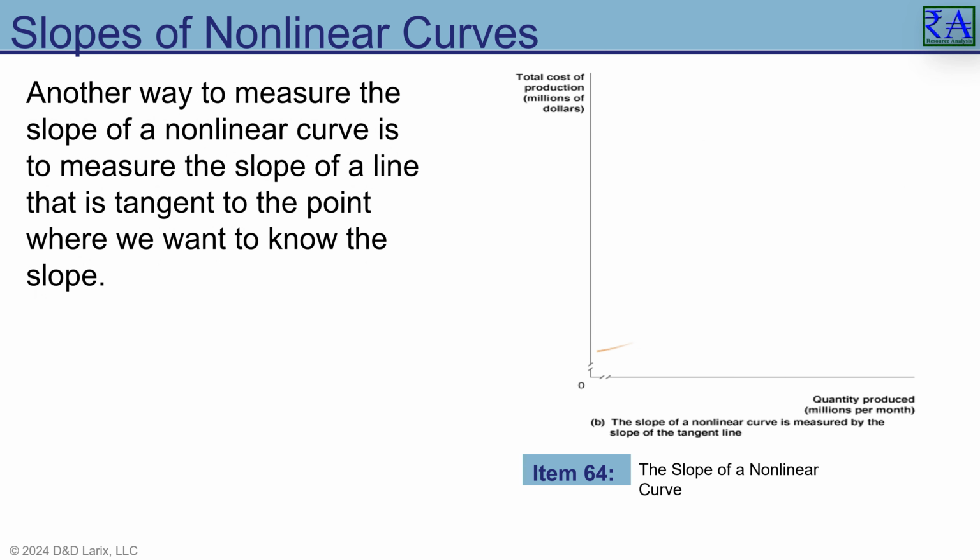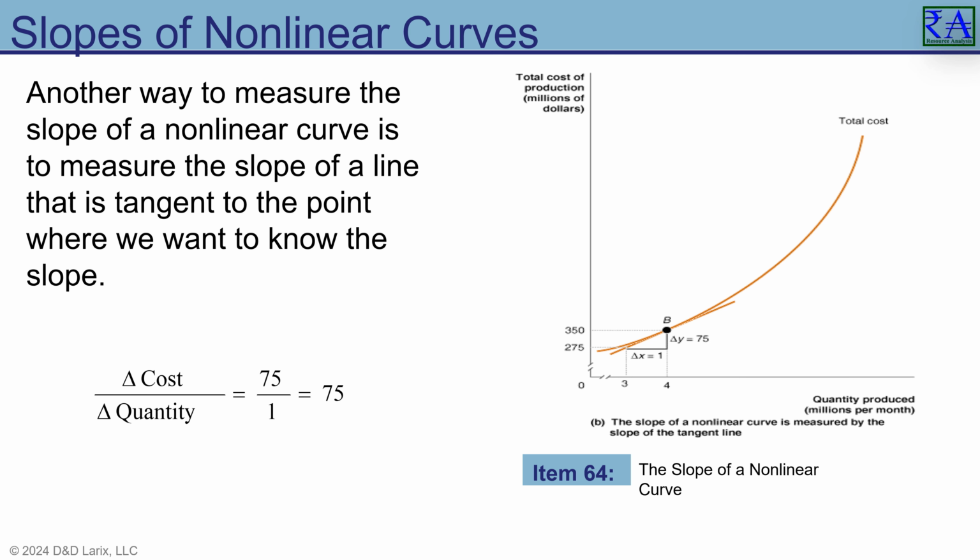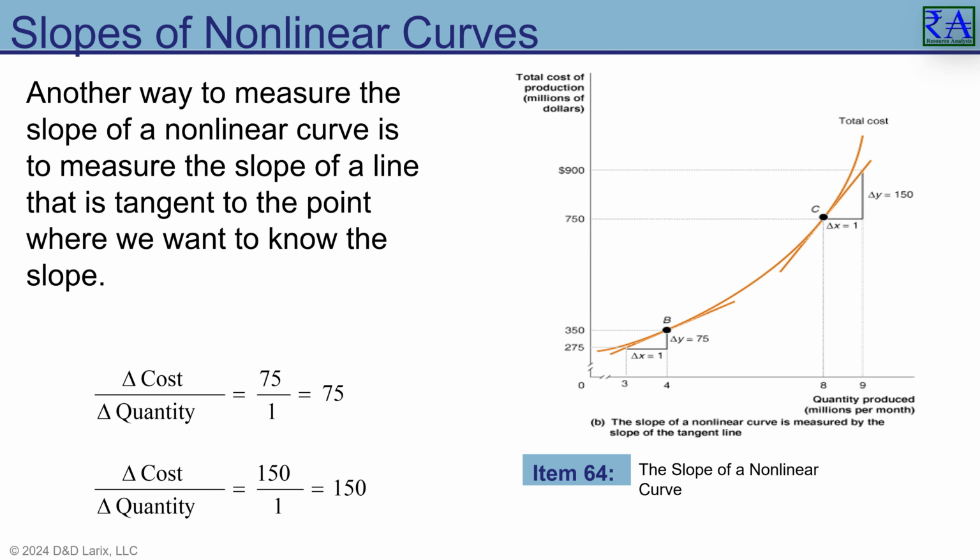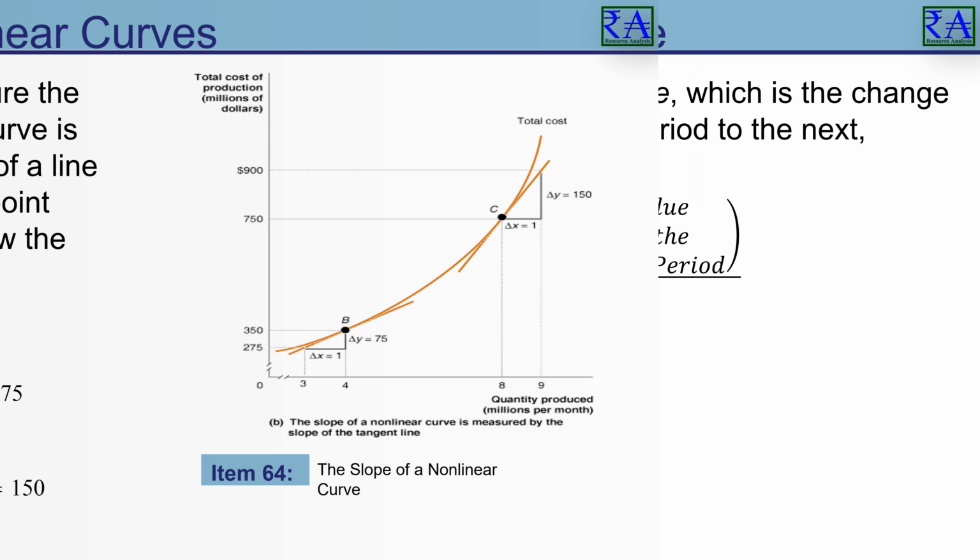Another way to measure the slope of a nonlinear curve is to measure the slope of the line that is tangent to the point where we want to know the slope. In the graph, we can see that the slope of the tangent line at point B is 75, and the slope of the tangent line at point C is 150. This method allows us to measure the slope of the curve more accurately at specific points.